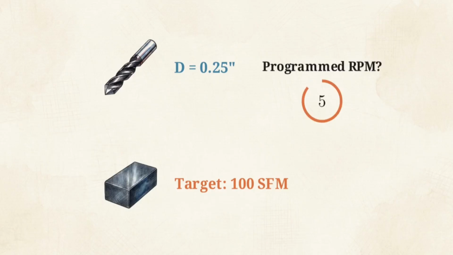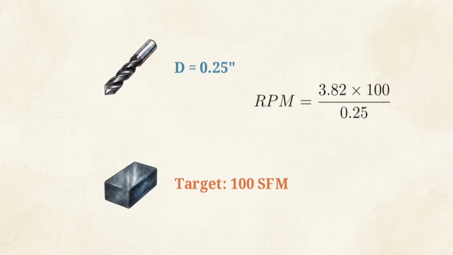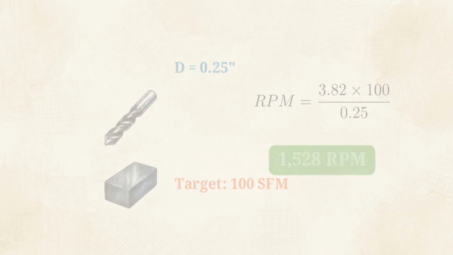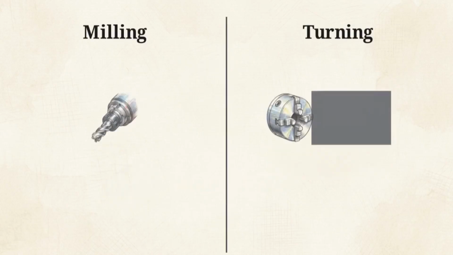Now you try one. You have a 1/4-inch drill bit going into mild steel. The manufacturer recommends 100 SFM. What is your programmed RPM? You multiply 3.82 by 100 and divide by 0.25, giving you 1,528 RPM. Drilling utilizes the exact same mathematical principles as milling.